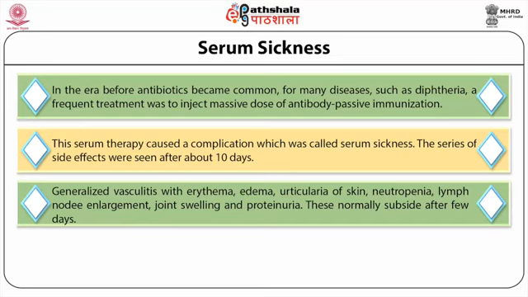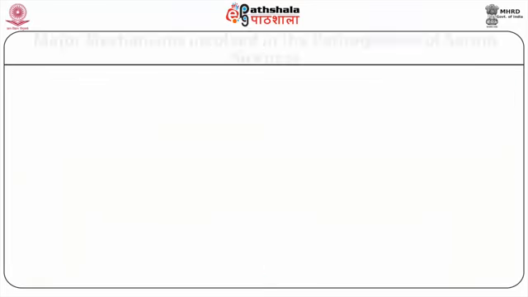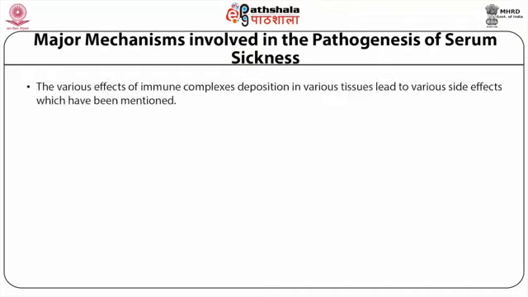The time course of experimental serum sickness is shown here. Serum sickness induced in rabbits with a high intravenous dose of antigen like bovine serum albumin showed that immune complexes were present in circulation in large amounts when serum sickness occurred. This figure shows the major mechanisms involved in the pathogenesis of serum sickness. The deposition of immune complexes in various tissues leads to the various side effects which have been mentioned.